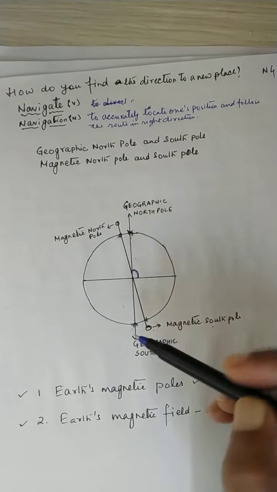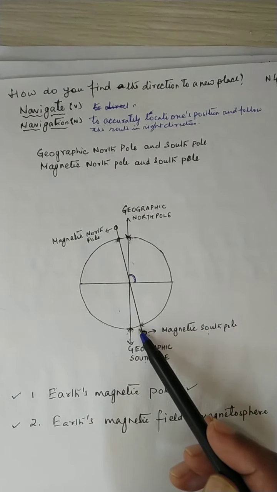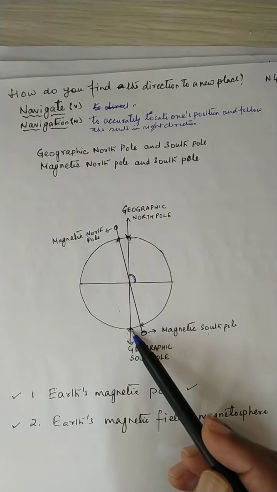This is the geographic south pole and this is the geographic north pole. But although a compass always points to the north, it does not point to the geographic north pole, which is located at 90-degree north latitude. Instead, it points to Earth's magnetic north pole, which is located at 80-degree north latitude. The Earth's magnetic south pole is also located several degrees of latitude away from the geographic south pole.